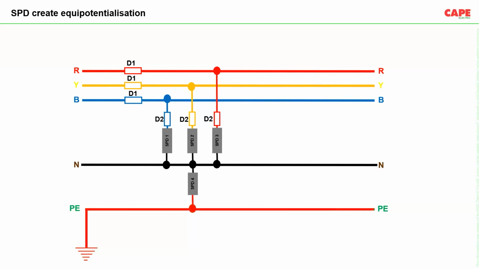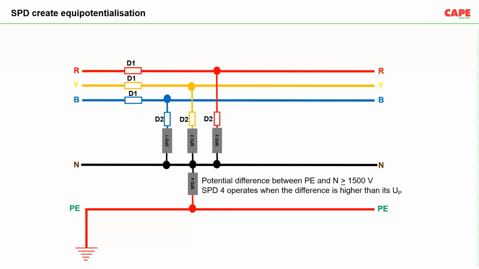Let us imagine there was a surge, and due to this surge, our earth goes to a very high potential. Let's say the potential of earth reaches 10 kV. Now, in this case, there is a potential difference between PE and neutral which is more than 1500 volt. 1500 volt is nothing but the voltage protection level of SPD 4. That means as soon as the voltage goes more than 1500 volt, SPD 4 will start operating. So here in this case, as you can see, earth is at 10 kV, just an imaginary value. So there is a potential difference between neutral and earth of 10 kV. Due to this potential difference, SPD 4 operates and creates a short circuit.